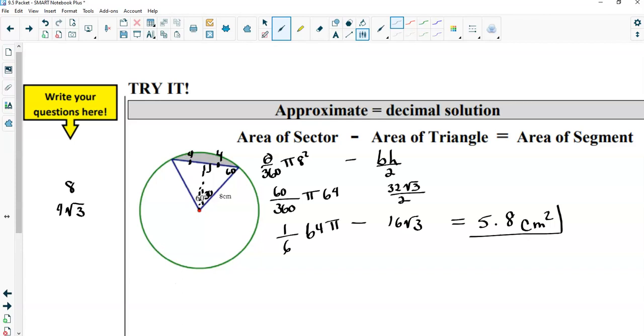Okay, so that's how you do it. That's how you find the area of the segment. Take the area of the sector minus the area of the triangle. It will give you the area of the segment.